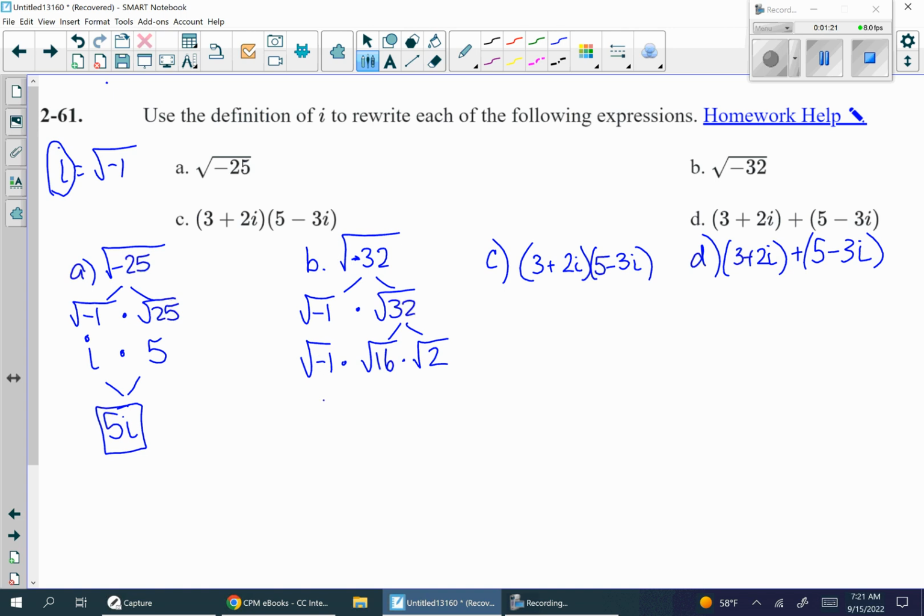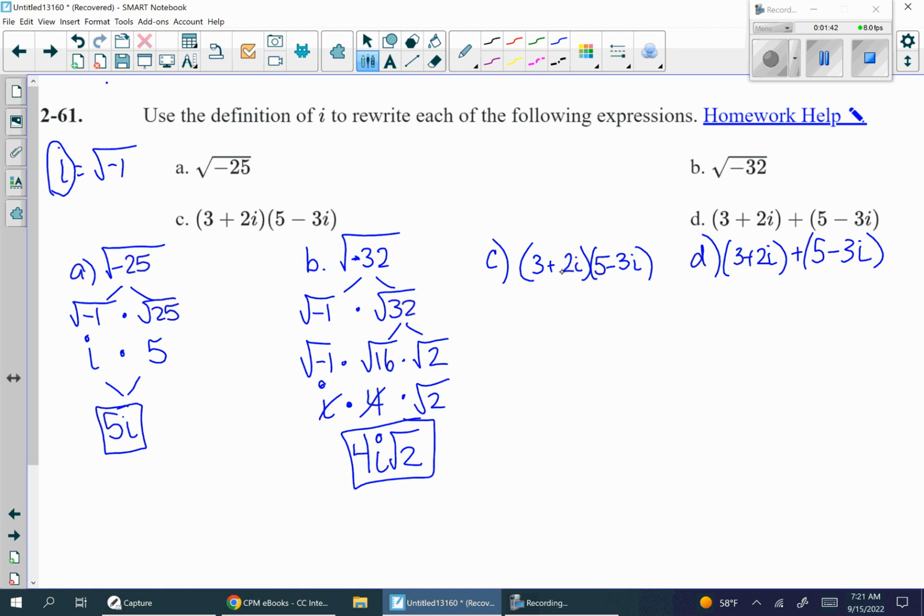The square root of -1 is i, the square root of 16 is 4, and the square root of 2 can't be broken down any further, so we have to leave it as the square root of 2. So we end up with, in proper order, 4i, here's the 4, there's the i, times the square root of 2, or radical 2.